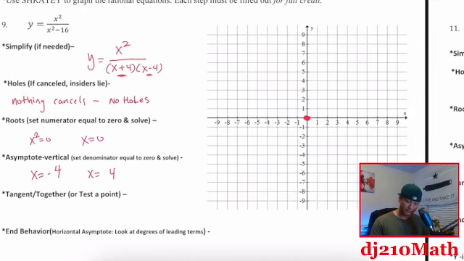So this means that there's a vertical asymptote at x equals 4 and x equals negative 4. So here's my vertical asymptotes.